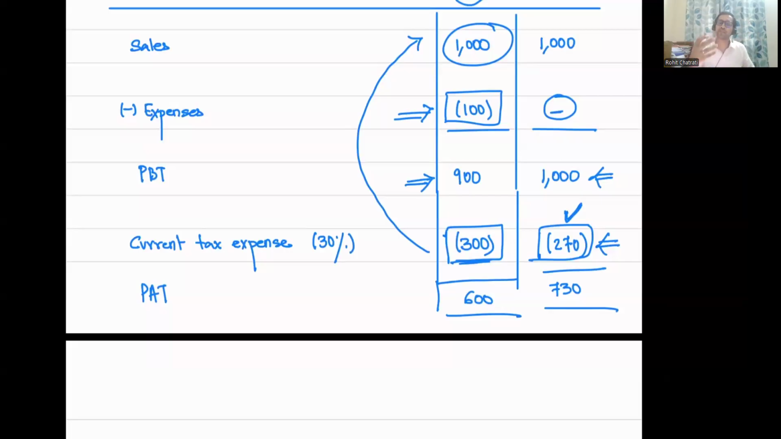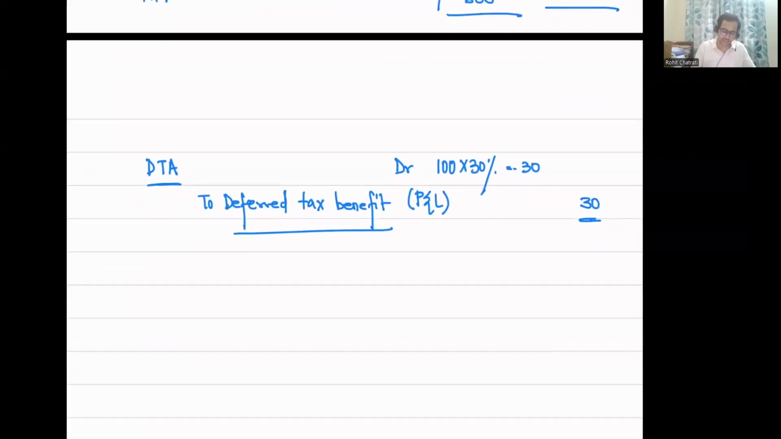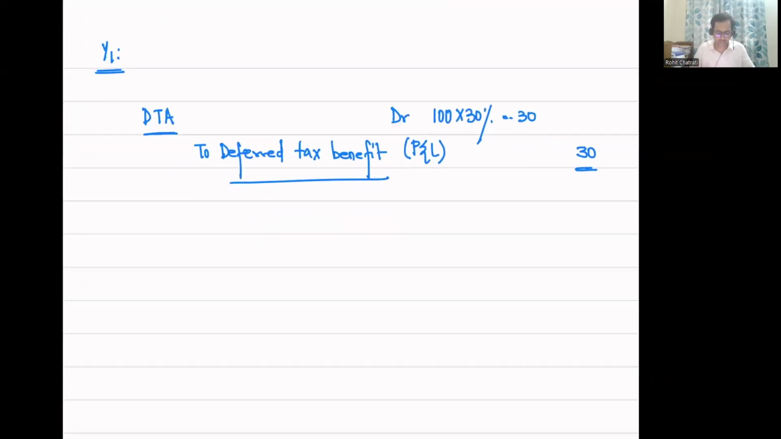Why am I saying the benefit is in the form of paying lower taxes? Because the 100 will be allowed as a deduction next year, and therefore you can actually reduce your taxes in future. And that is the reason we are recording a deferred tax asset and a corresponding credit in deferred tax benefit, which is a P&L item. These are the journal entries that are recorded in year one.